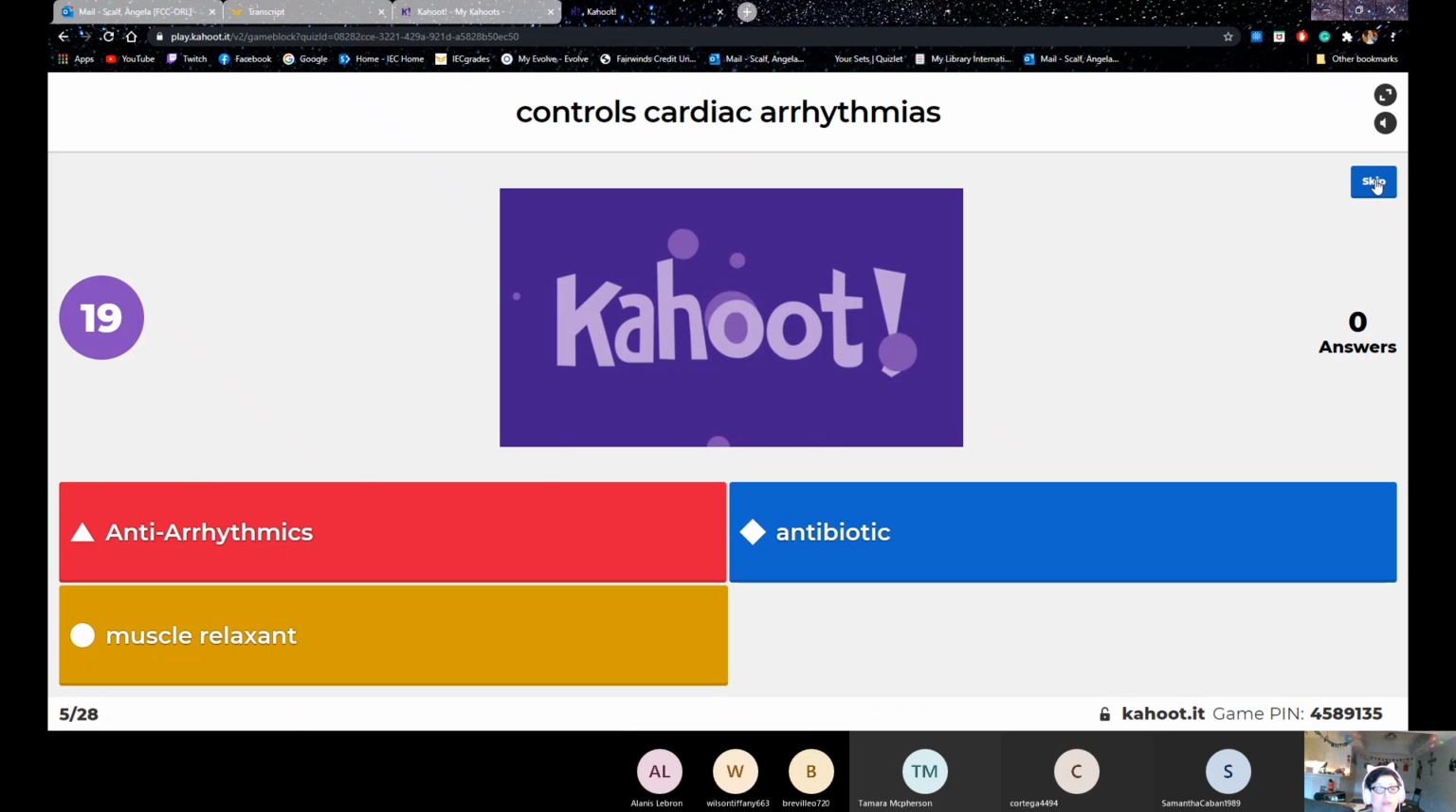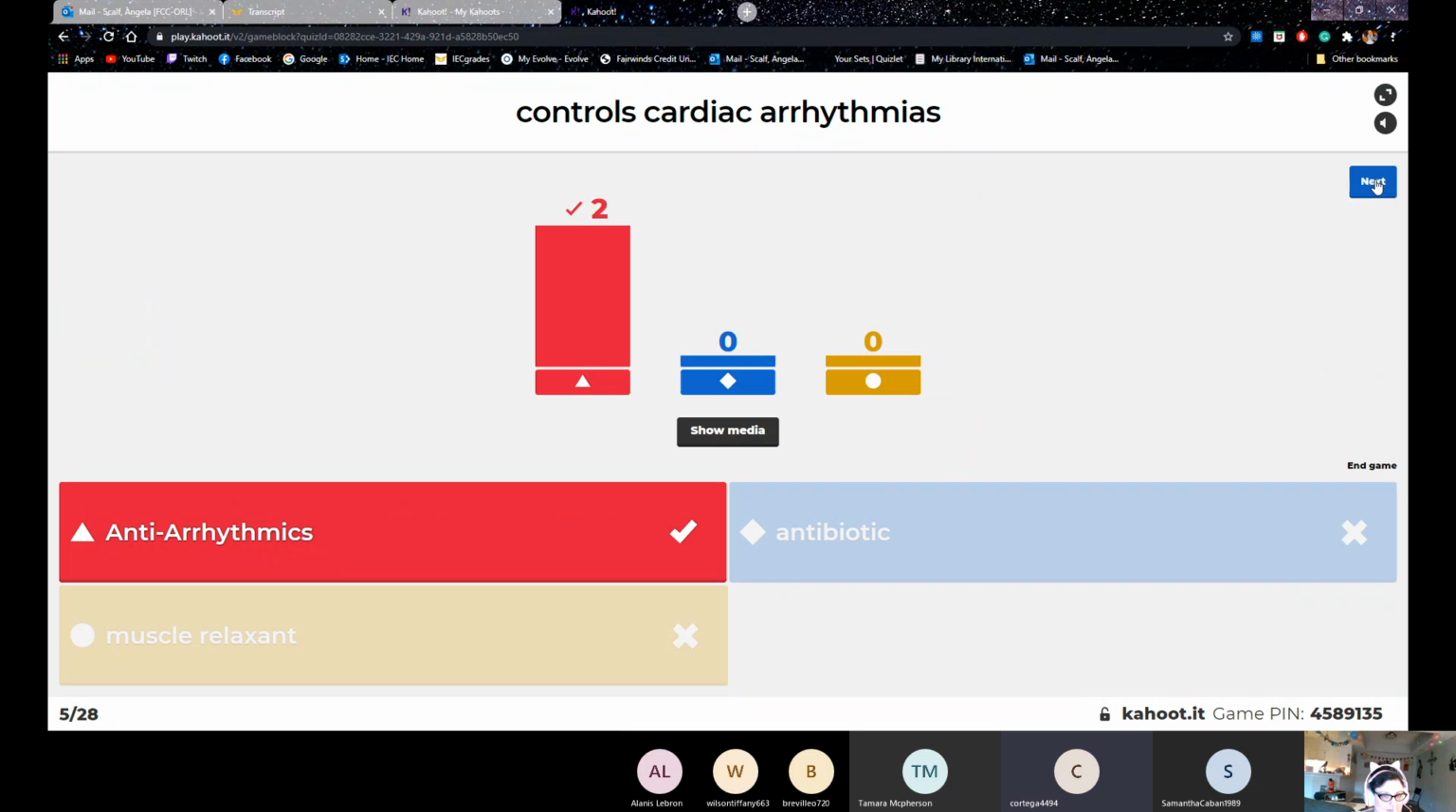Controls cardiac arrhythmias. Mine's still loading. Oh no, I hate when that happens. Got it. Never mind. An antiarrhythmic. Now here's where I get really mean and tell you, name me one. Norpace. All right, good job, excellent, very good. So there's several types of antiarrhythmics that we have.